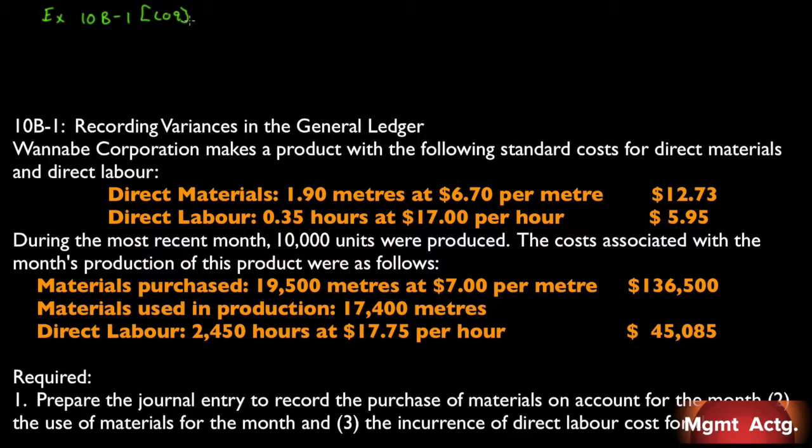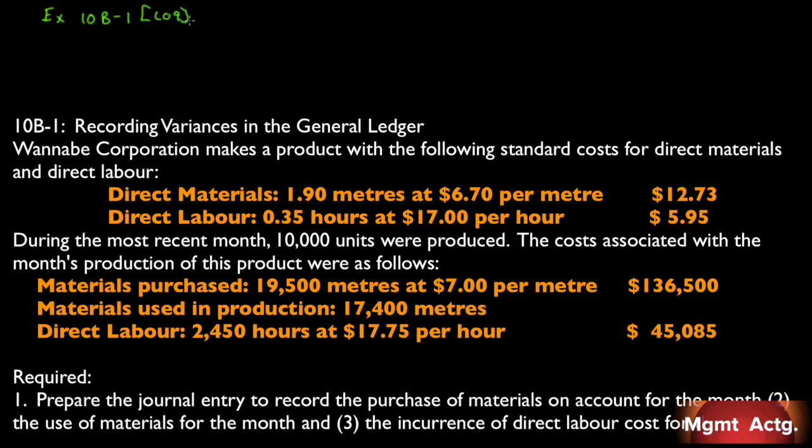The costs associated with this month's production of this product were as follows, and you can see we have our materials purchased, our materials used in production. Notice that we have 17,400 meters used, but we purchased 19,500, so we're going to have to deal with some inventory there. And our direct labor. The standard cost variances for direct materials and direct labor are as follows, and I'm not going to write them down. We're going to generate them ourselves. So let's just ignore that and go right to what's required.